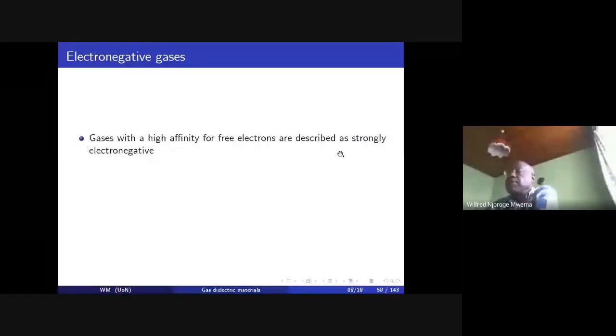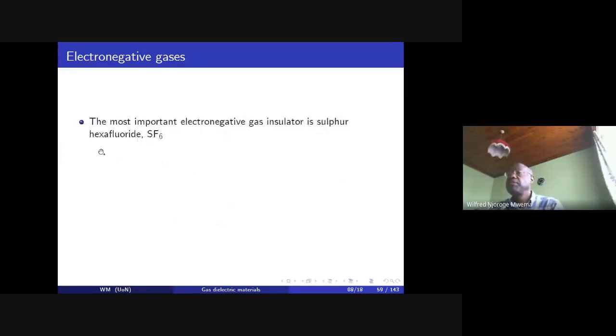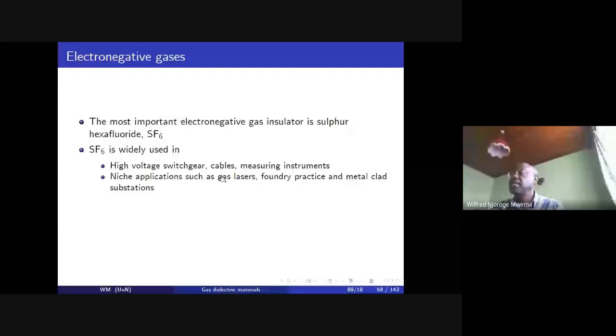So gases with high affinity for free electrons are usually referred to as electronegative. This would include the halogen gases, that is the group 7 gases, such as chlorine, fluorine, and so forth. And the electronegative gases have very high dielectric strength when compared to nitrogen or air. They are non-inflammable and also non-explosive. And the most important one is sulfur hexafluoride, used widely in high voltage switchgear, cables, and measuring equipment, and niche applications.